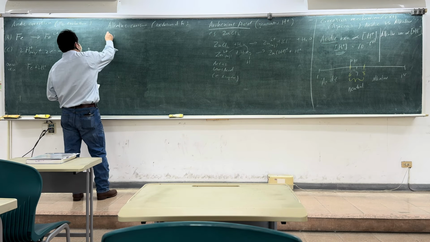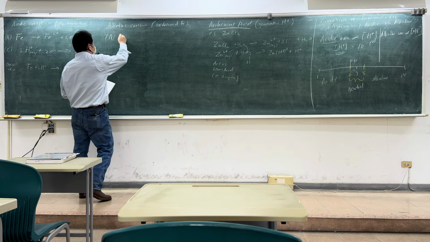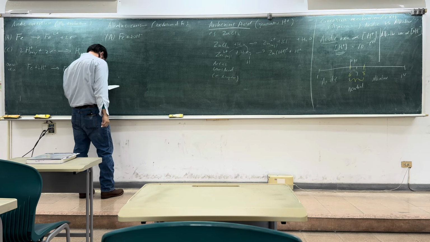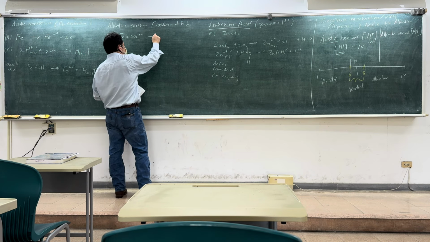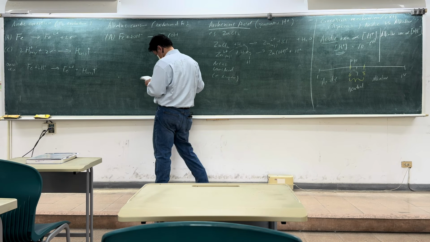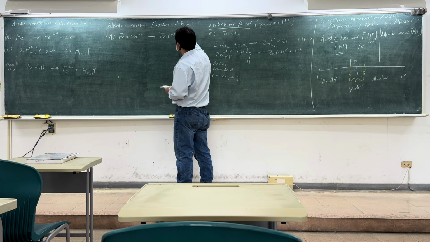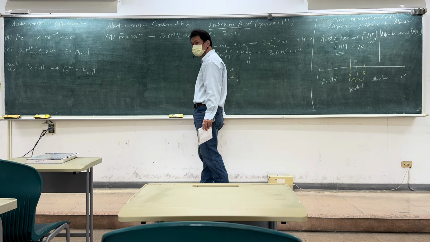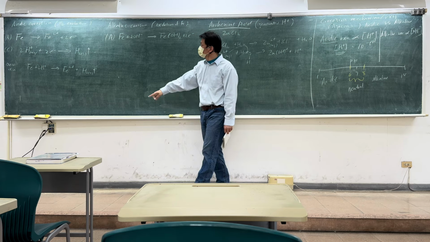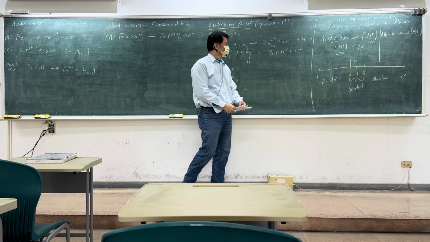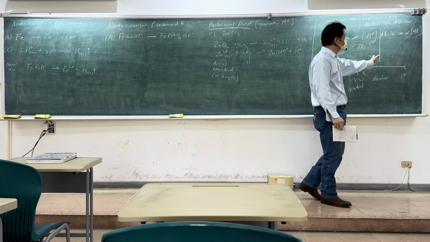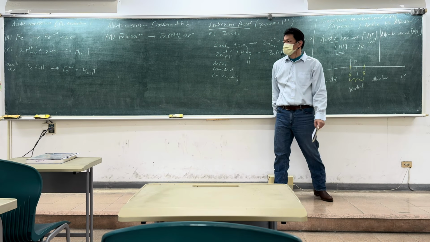So we have the anodic reaction: Fe plus 2OH- goes to Fe(OH)2. Because we're at pH greater than 8, there are more hydroxides over here.